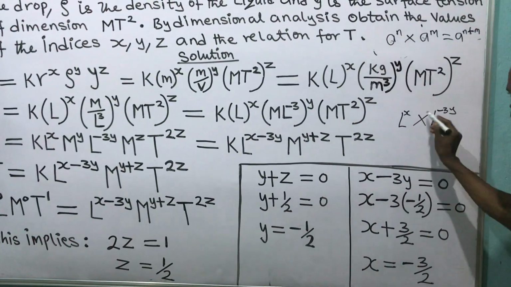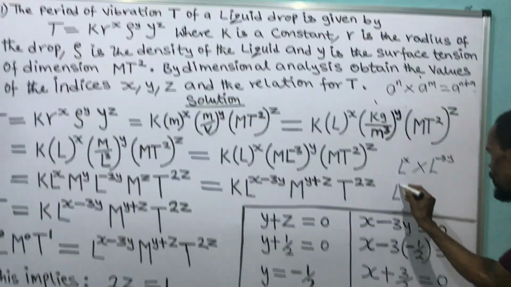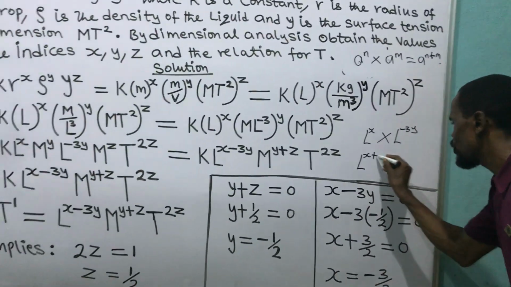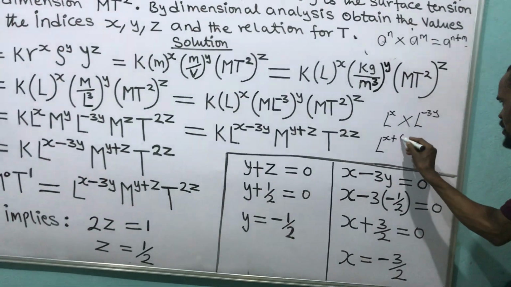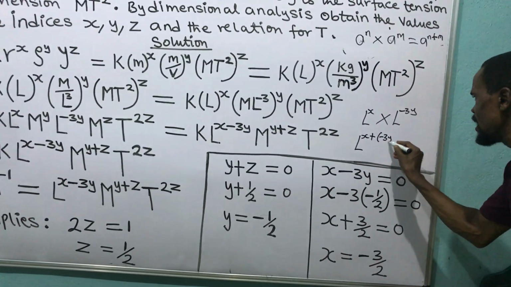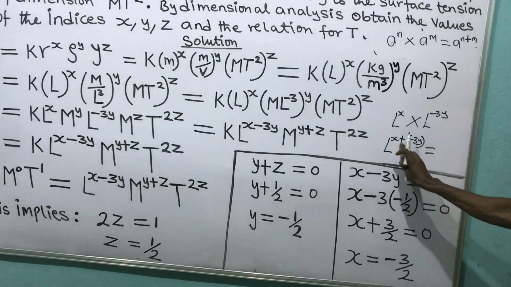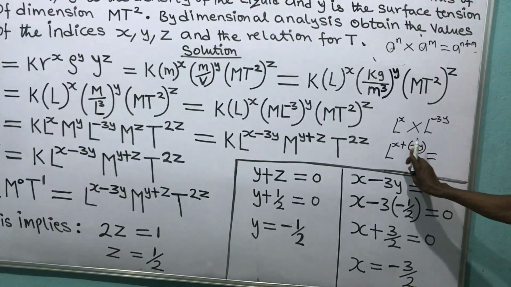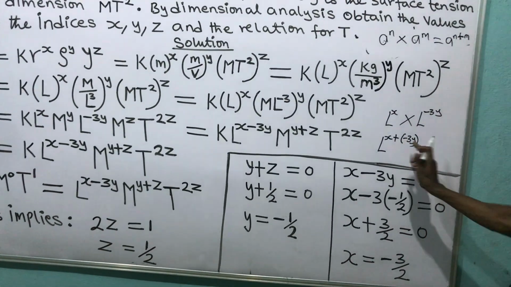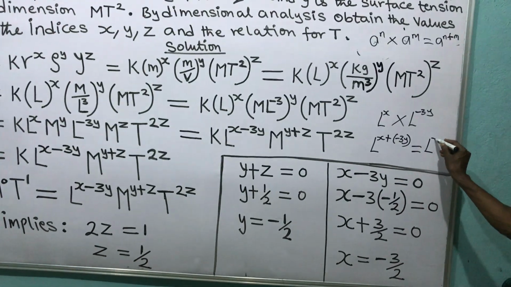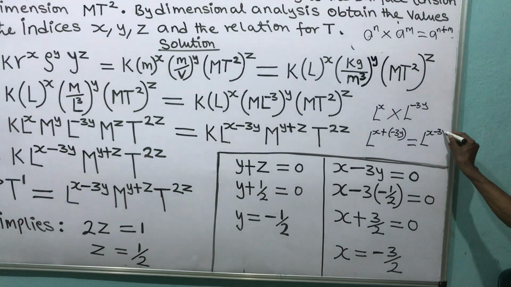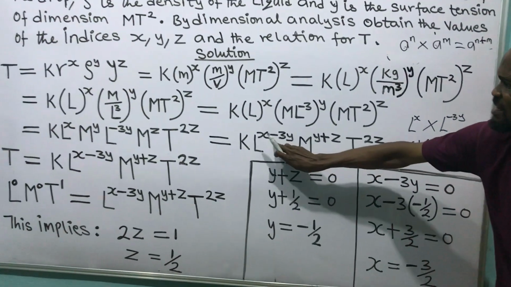Look at it here. Adding the power now, I have L raised to power x plus. This plus is constant as I told you. And this one will be minus 3y. And you see that what? Plus times minus will give me what? Minus. Plus times minus will give me minus. I will have L raised to power x minus 3y. And that's how we get this. Do you get what I'm saying?